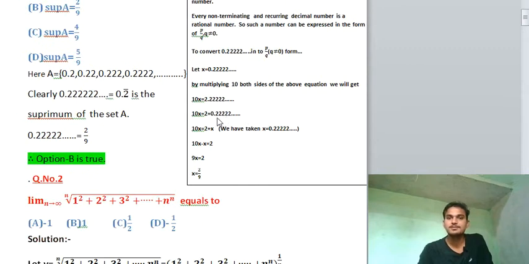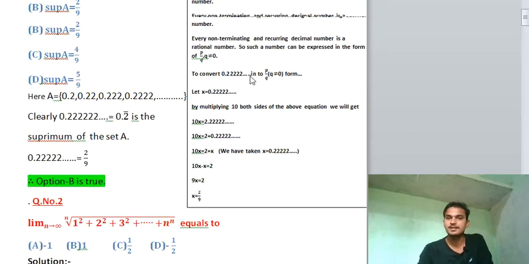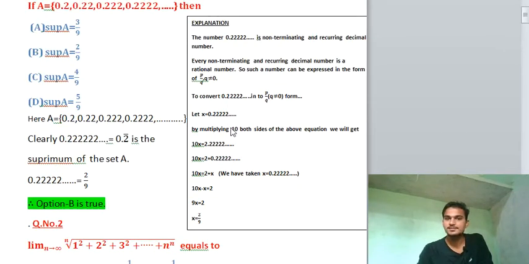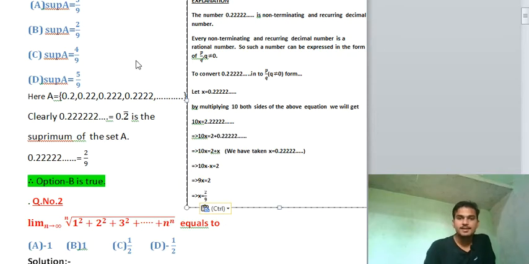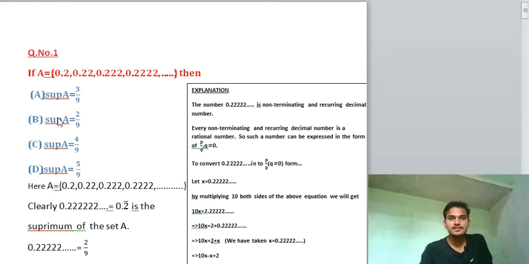So we can substitute x here. We can place x instead of this, because we have taken x is equal to this, so it is 10x is equal to 2 plus x, and 10x minus x is equal to 2, 9x is equal to 2, then x is equal to 2 by 9. So 2 by 9 is the answer. So this is 2 by 9, so option B is true.